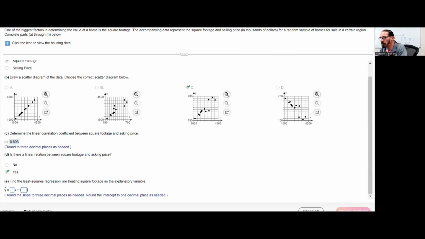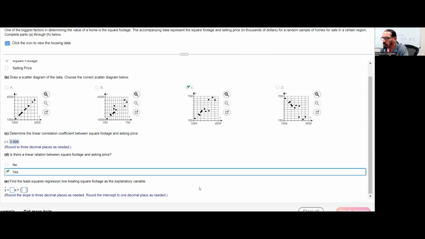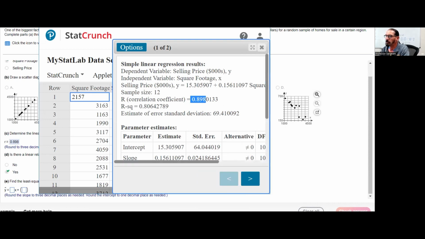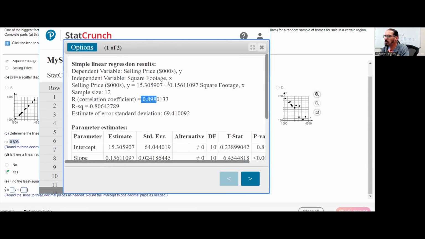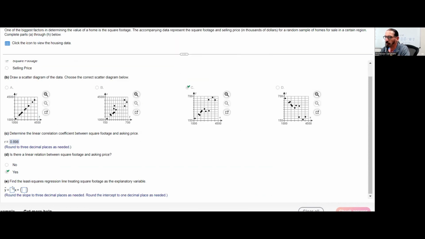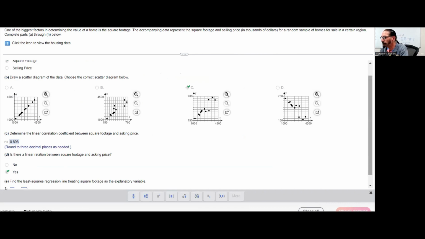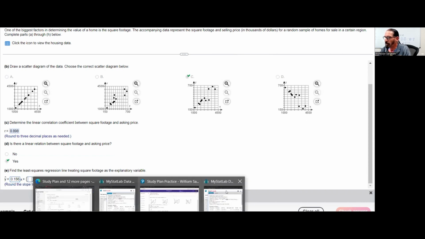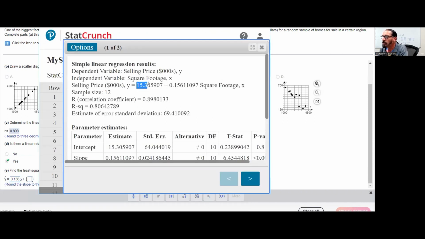The regression equation was also showing up in StatCrunch, with the slope written second. They want this to 3 places, so that's going to round down. Remember, X was square footage. Square footage was our explanatory variable. Here's our slope. And then the y-coordinate of the y-intercept, that's going to round up, 15.306.